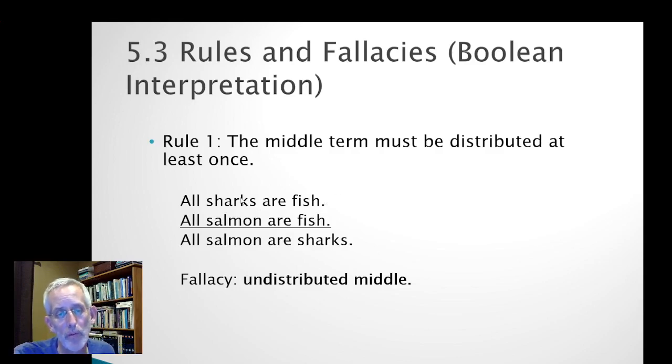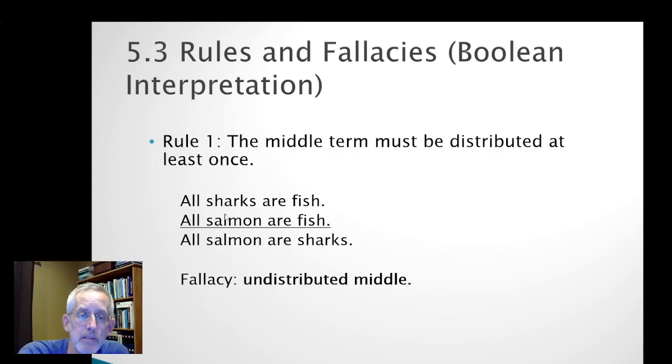Now remember, when we learned about categorical propositions last week, we learned what terms are distributed in what kind of categorical propositions and which ones aren't. So if you remember, in an A-form categorical proposition, and that's what we're dealing with here, all these statements are A-form categorical propositions, including the conclusion, obviously, that in an A-form categorical proposition, the subject term is distributed, meaning we're making a claim about every member of the class of those things. So in this statement, we're making a claim about every shark. We're not making a claim about every fish. We're making a claim about every salmon, but we're not making a claim about every fish.